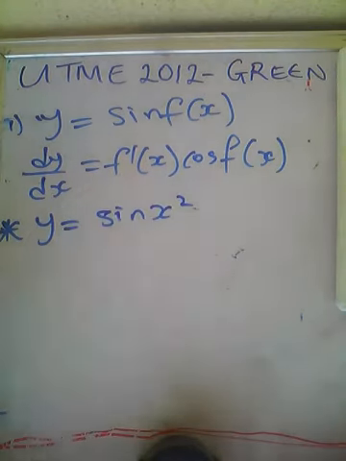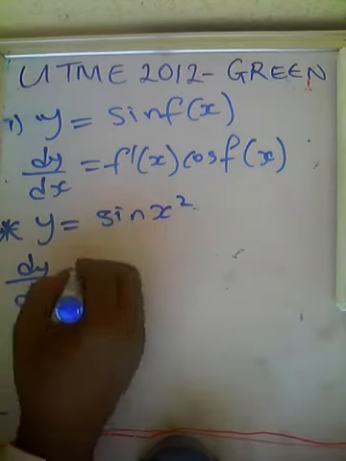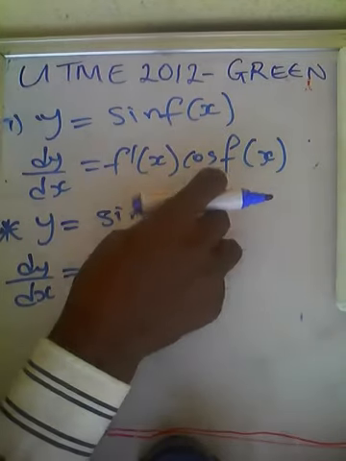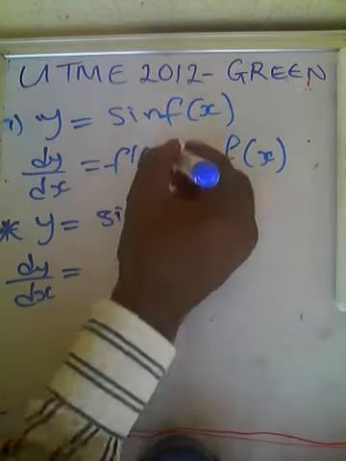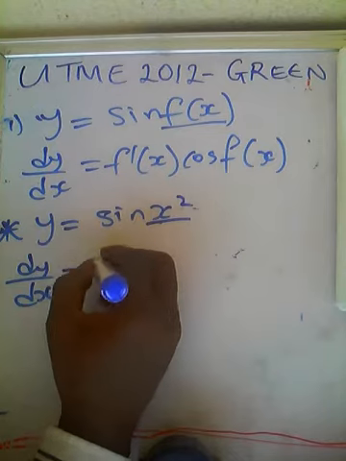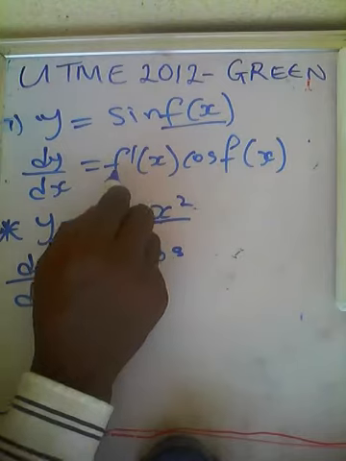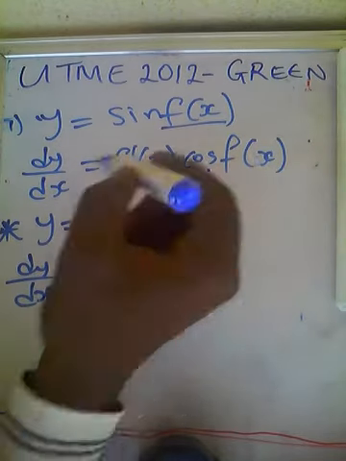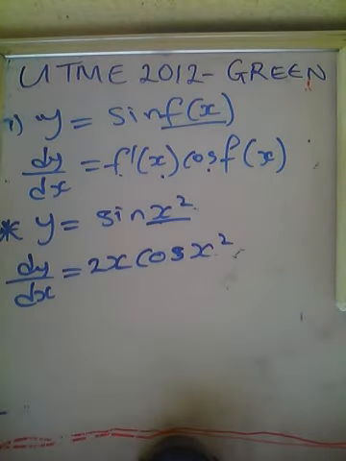So if we have something like y is equal to sine x squared, for instance, the function of x here is x squared. So we have to get dy/dx as the derivative of the function of x, which is x squared. We take this x squared as another function on its own. When we differentiate x squared, of course, we're going to have 2x. Then cos, look at the formula, f prime of x cos f of x, which is cos x squared. So that is the derivative, applying the rule of differentiating the sine function.